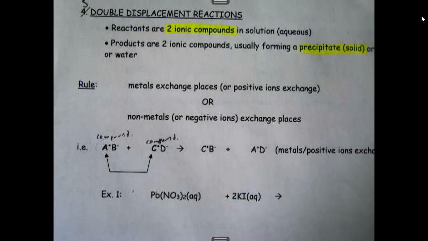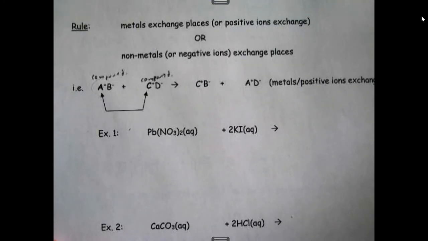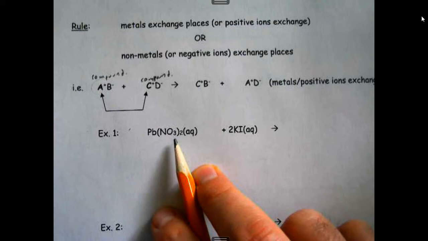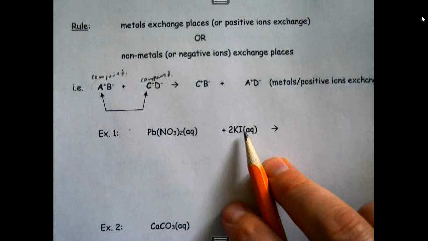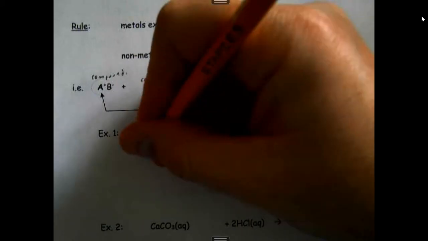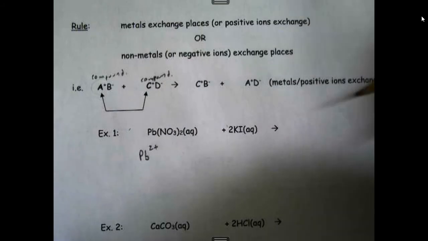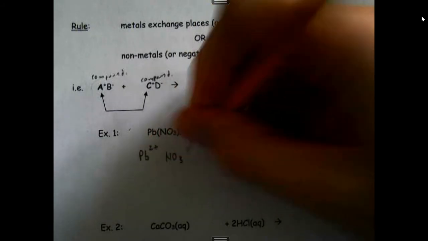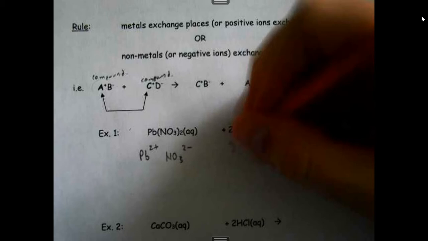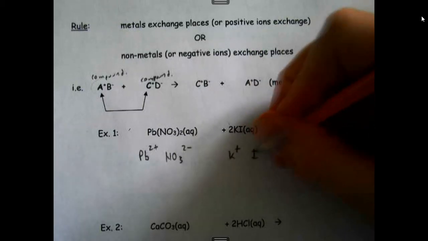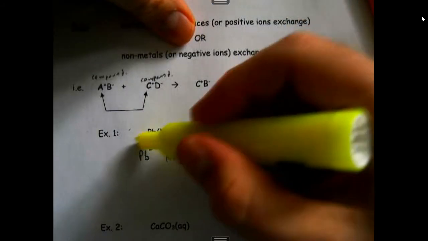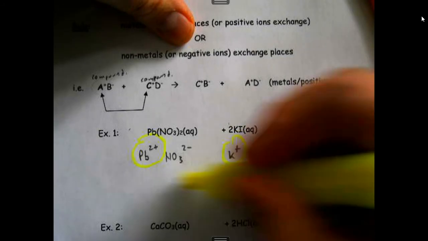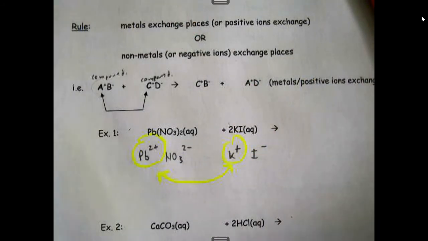And that's it. So if you look at the example down below, we have lead(II) nitrate reacting with KI, which is potassium iodide. Okay? So if we break this down into the ions, it's going to be Pb2+, you have NO3-, you have K+, and you have I-. And it doesn't really matter which ones you picture switching. Let's just go ahead and take the positive ones, and these will switch places and form products.